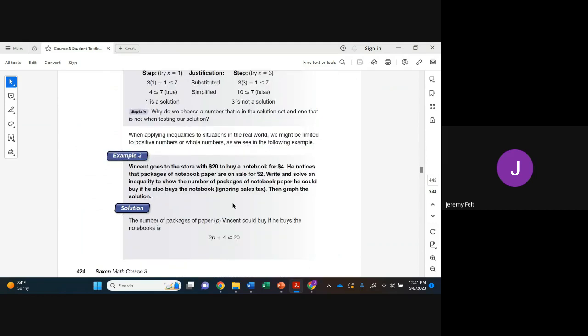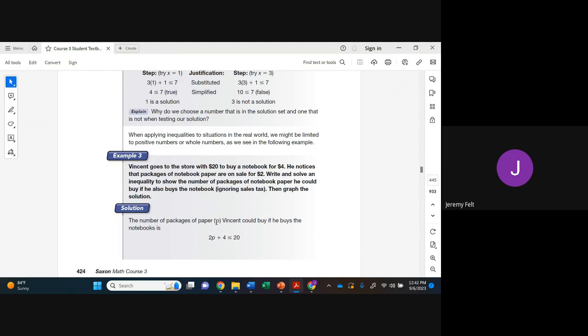Let's look at this. Vincent goes to the store with $20 to buy a notebook for $4. He notices that packages of notebook paper are on sale for $2. Write and solve an inequality to show the number of packages of notebook paper he can buy if he also buys the notebook, ignoring sales tax. So again, he has $20. He wants to keep it right at $20 or under. He can't go over that because he doesn't have enough money.